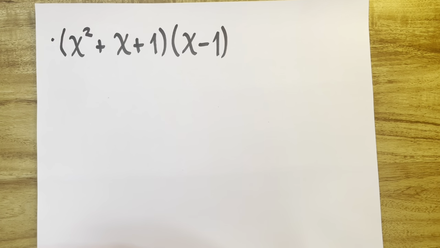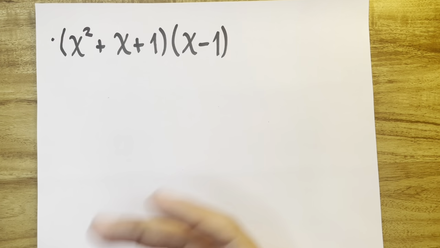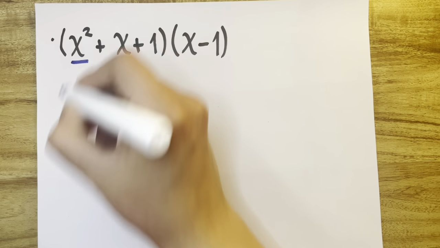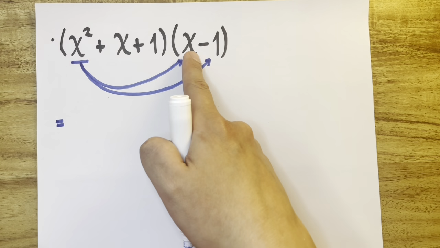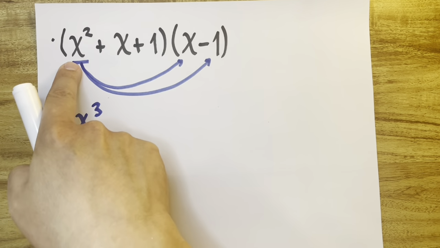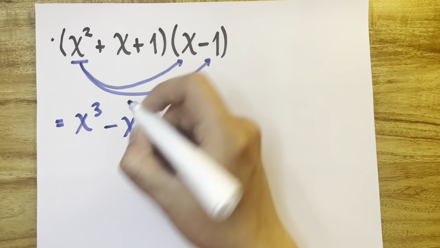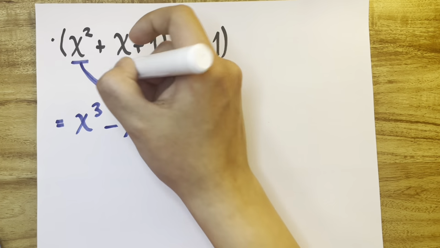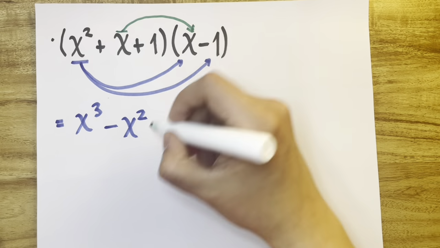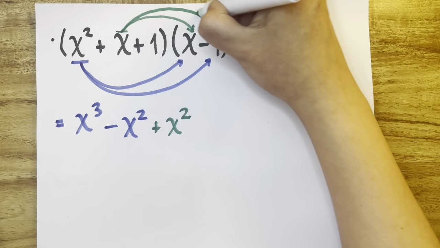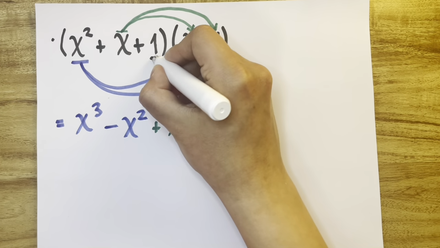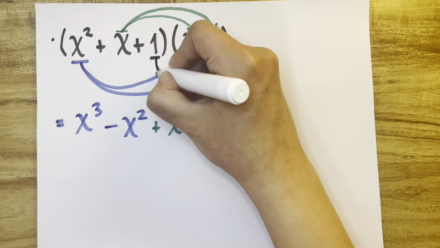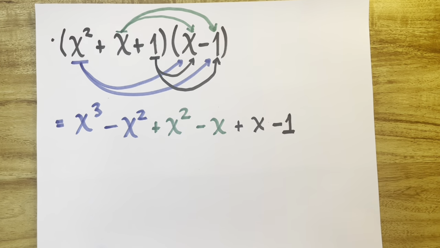The good news is that we can still distribute as we have been doing so far. Let's start with this term. So we distribute the x squared by x and by -1. So we have x squared times x is x cubed. x squared times -1 is minus x squared. Now let's distribute this x. We have x times x, which is x squared. We have x times -1, which is minus x. And finally, let's distribute this 1 over here. So we will have 1 times x, so plus x, and 1 times -1, that will give me a -1.